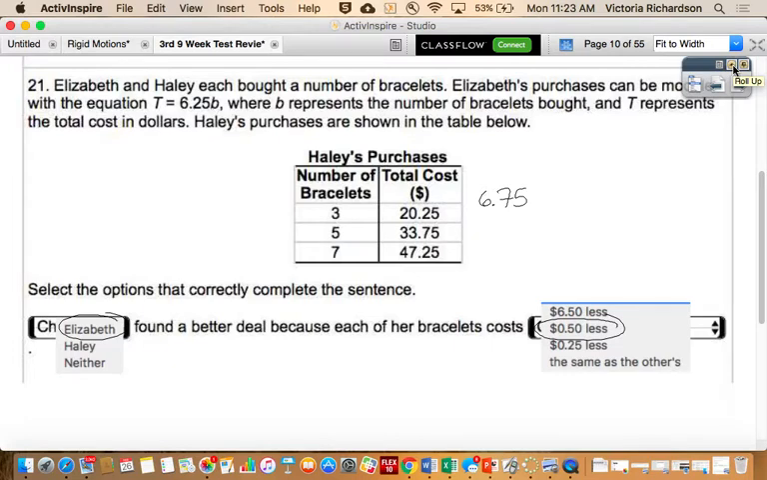$6.25, right? Minus 6.5. Oh, that's the same. Never mind. No, it says Elizabeth. This was Elizabeth, $6.25. B. And if you work out Haley's, you do 20.25 divided by 3, and you get $6.75. So Elizabeth had a better deal because her bracelets cost 50 cents less.